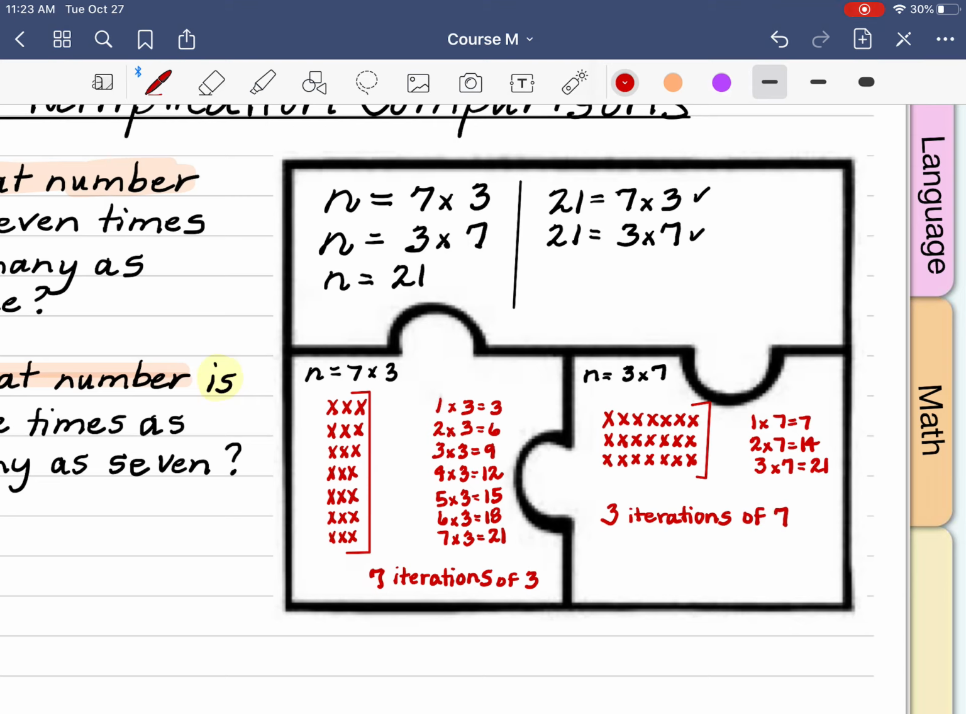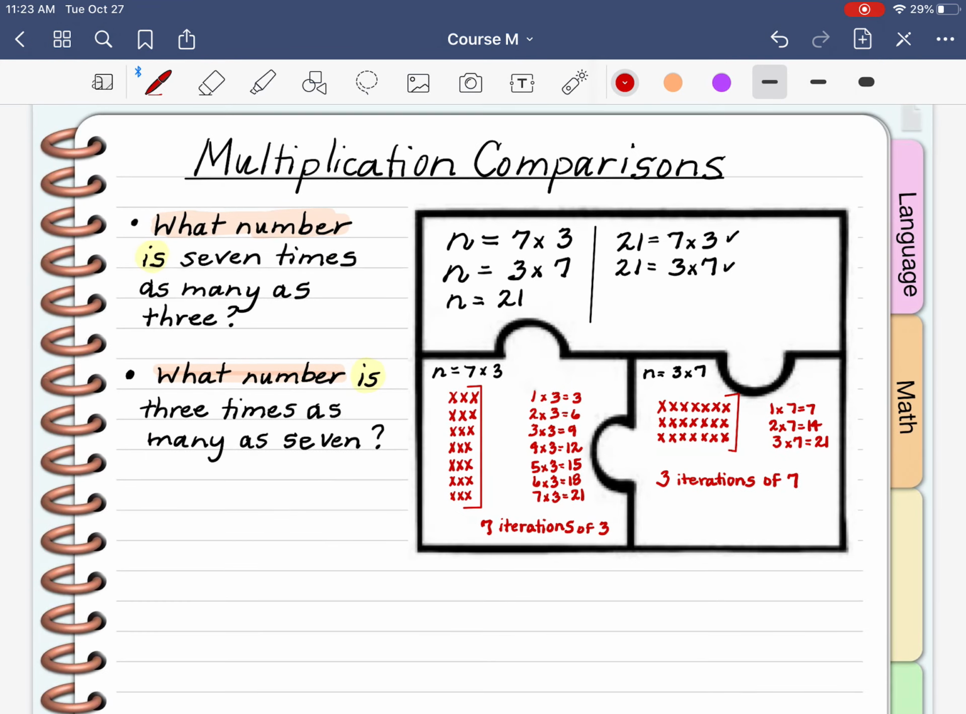So all of these fact families, or these equations, are related to each other forever. This relationship will never change. You can cut these jigsaw pieces apart and separate them, but you can always fit them back together. This concept is not going to change.